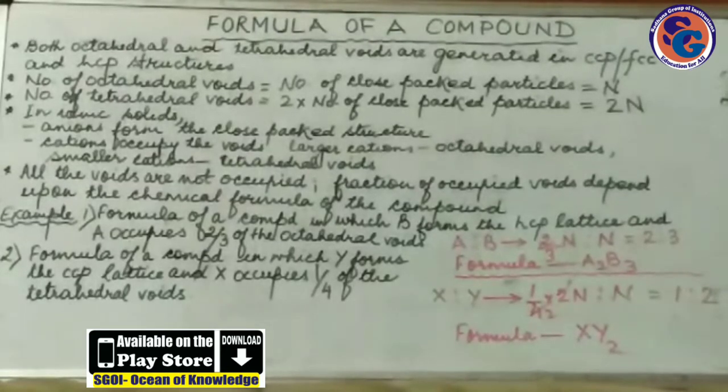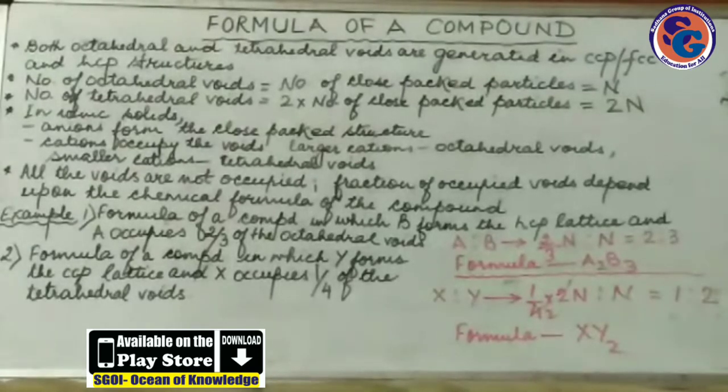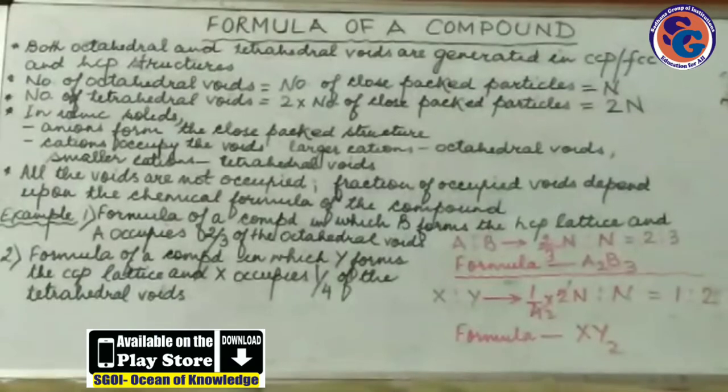Similarly, you can try examples where you have 2 different cations and 1 anion, like A, B, C, and so on. While writing the formula, we need to keep in mind that the element which forms the lattice should be written at the last, and the elements which occupy the voids are to be written at first.